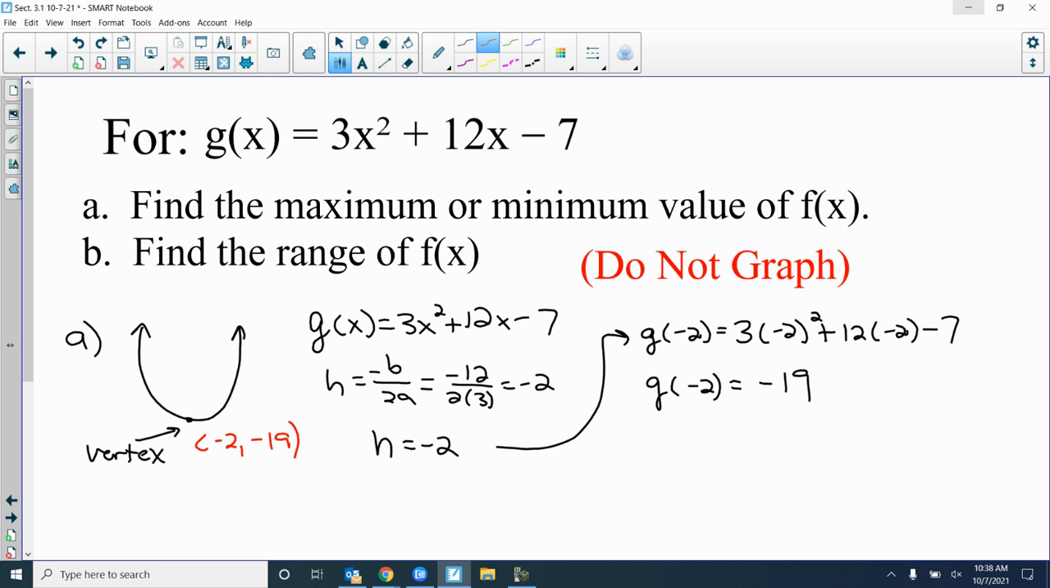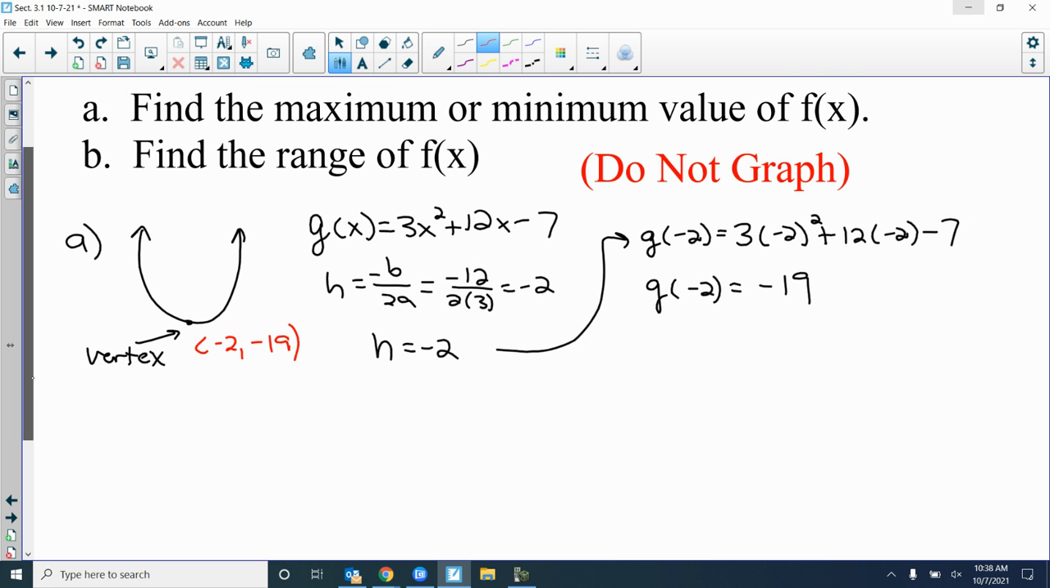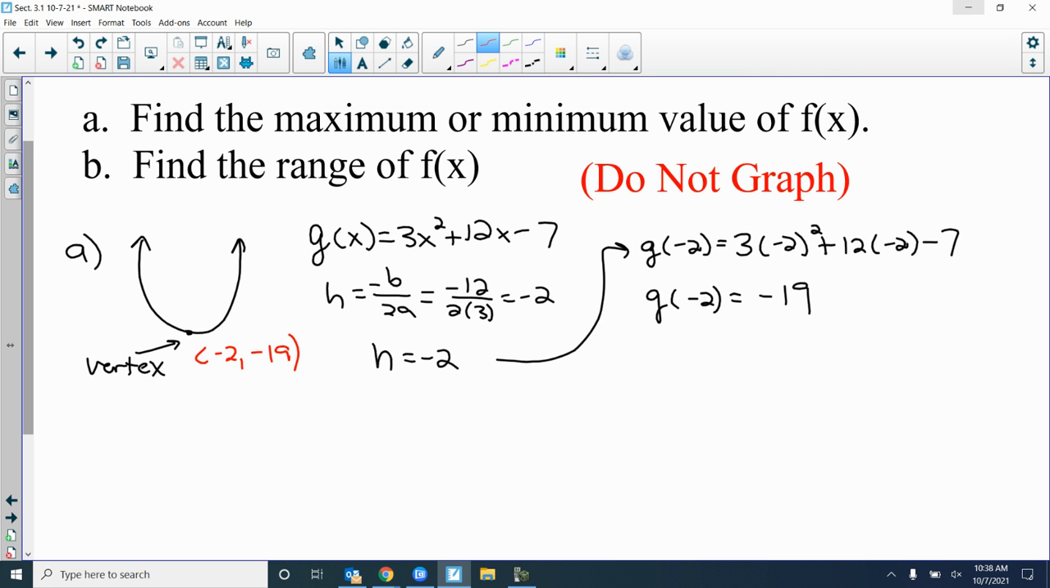All right, how do I answer the question? What's the minimum value? Okay, Dakota, what would the minimum value be? Of f of x. Would it be negative 19? It would be negative 19. So the minimum value is negative 19. Now you might see it written as the minimum value is negative 19 at x equals negative 2. Just depends on how it's worded. But the minimum value is negative 19.